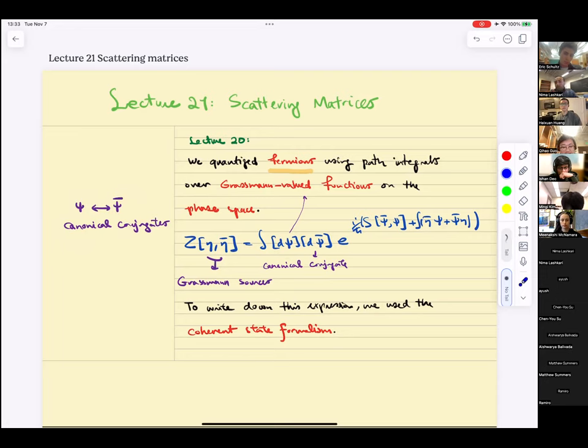The generating functional is a functional of Grassmannian sources. These are functions eta and eta bar of space-time, and they couple in the following way to the fermion and the antifermion. This is analogous to the case of the scalar field, where we couple J as a source to the scalar phi. Over there, we're doing everything in real space because we performed the path integral over the momentum space of the canonical conjugate. So we only had one source. Here we have a pair of sources.